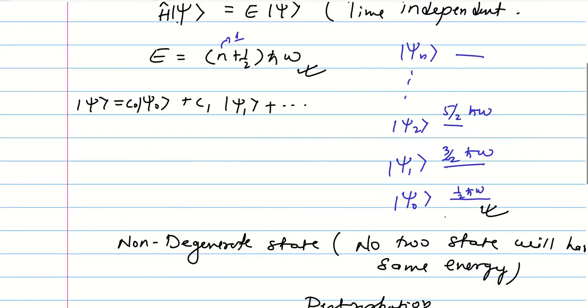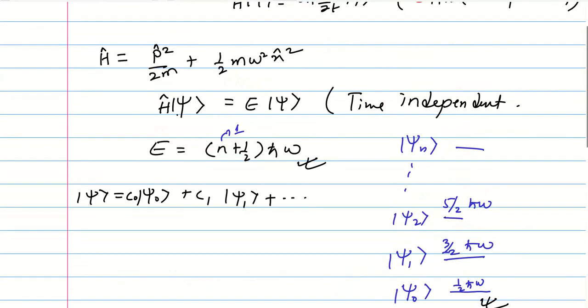So where will this perturbation be helpful? Suppose you add an extra term here. Let's suppose this extra term. Now it is not exactly solvable. Now when you solve, you will not get this n plus half h cross omega, right? So this extra term is called the perturbation to the unperturbed Hamiltonian. This is the unperturbed, meaning this is the exactly solvable Hamiltonian.